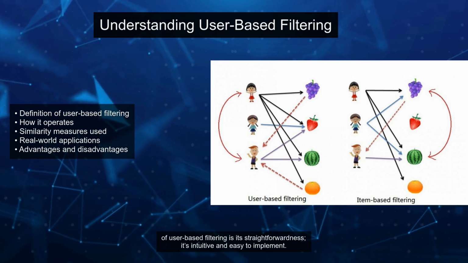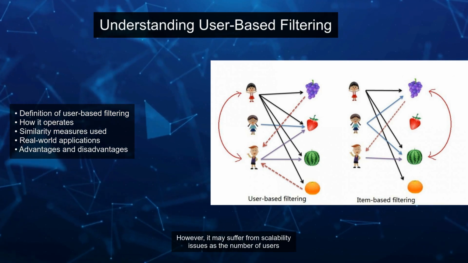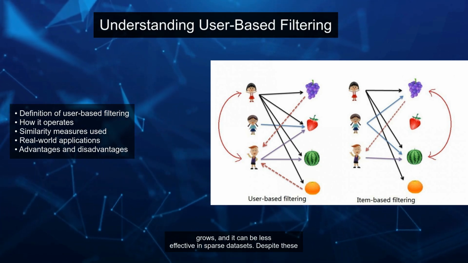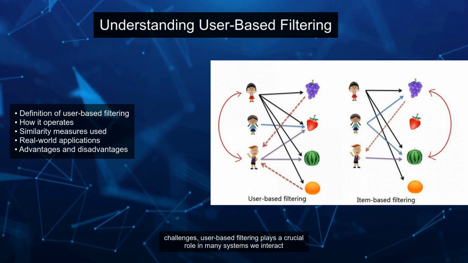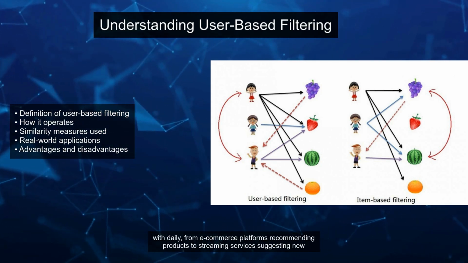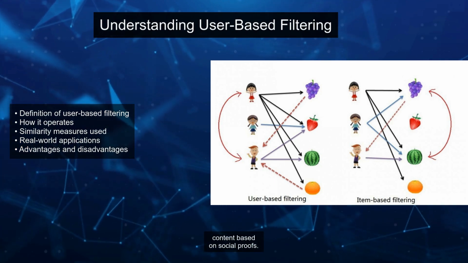One of the advantages of user-based filtering is its straightforwardness. It's intuitive and easy to implement. However, it may suffer from scalability issues as the number of users grows, and it can be less effective in sparse datasets. Despite these challenges, user-based filtering plays a crucial role in many systems we interact with daily, from e-commerce platforms recommending products to streaming services suggesting new content based on social proof.